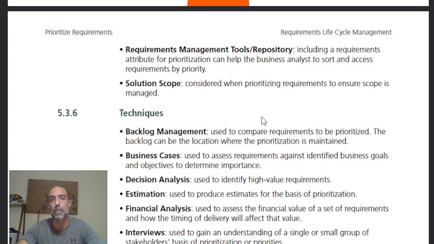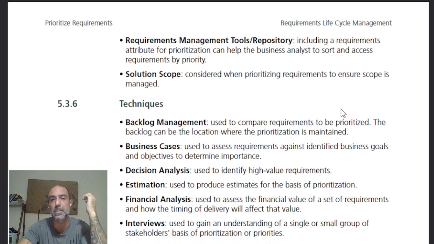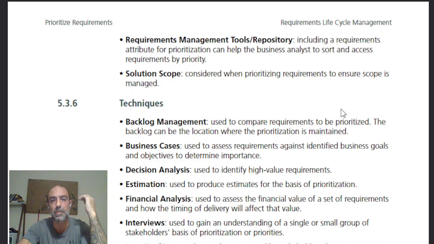Requirements management tools repository. This is the one that we actually influence directly, right? We mentioned it in chapter 4 when we were talking about elicitation and collaboration. There are a whole lot of ways that the company, the client, and you might have done it before. So you'll have a full, in programming we call it a code base. Including a requirements attribute for prioritization can help a business analyst to sort and access requirements by priority.